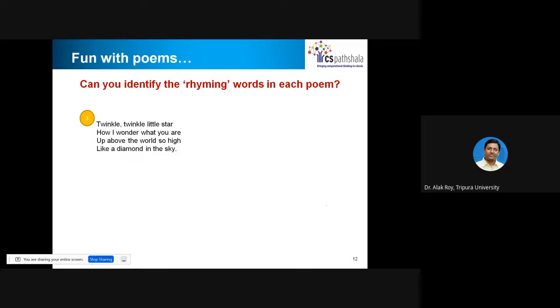A few more examples, like the Twinkle Twinkle Little Star paragraph. If you can see, the words star and are are similar, so it is pattern AA. High and sky are similar, so the pattern is BB.